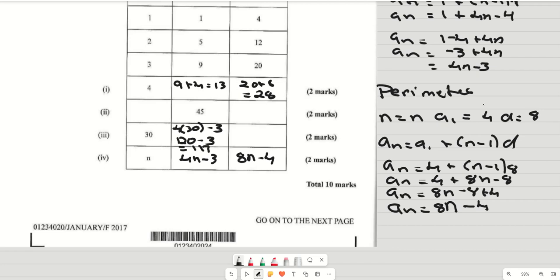Then you see it is 8 by 30 minus 4. 8 3s are 24, so that's 240 minus 4, which equals 236, and that would be the answer for this one here.